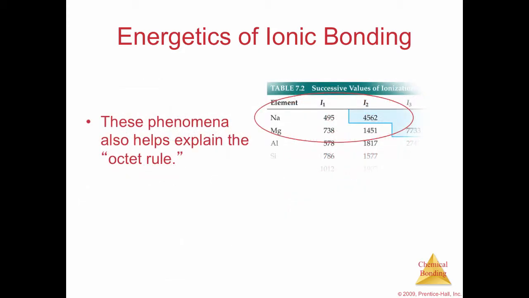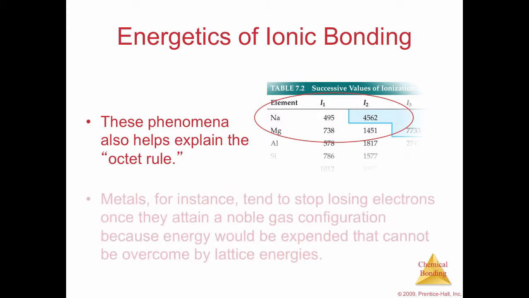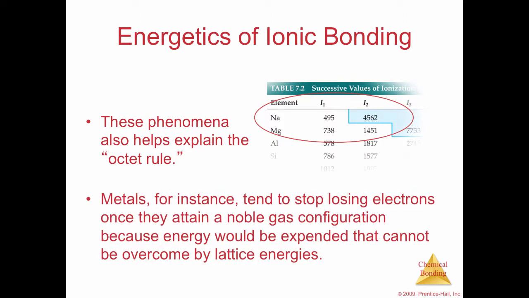These phenomena also help explain the octet rule. Metals, for instance, tend to stop losing electrons once they attain a noble gas configuration, because energy would be expended that cannot be overcome by lattice energies.